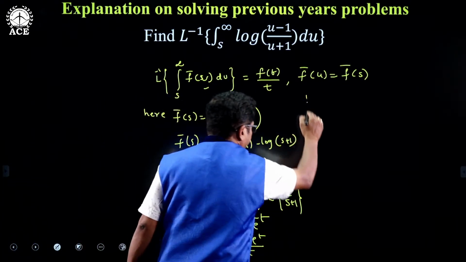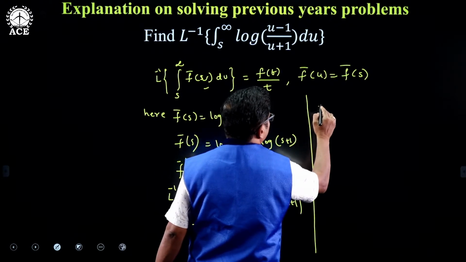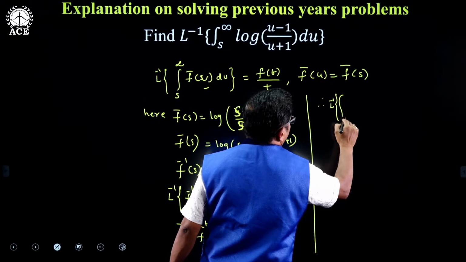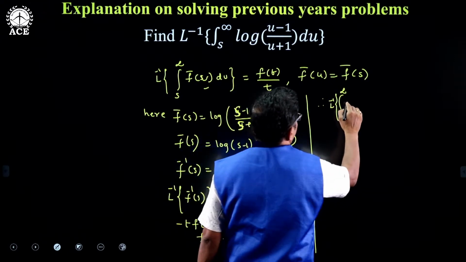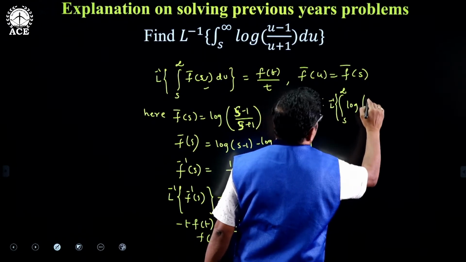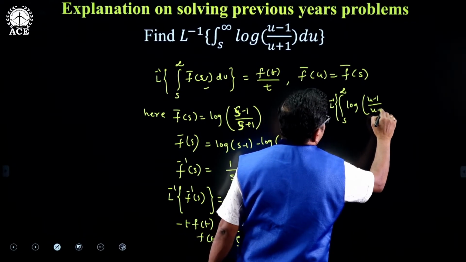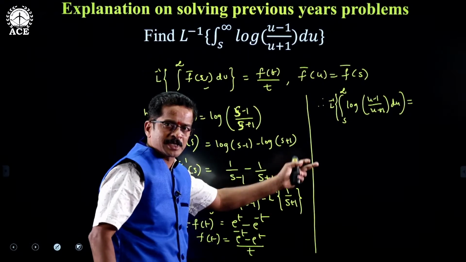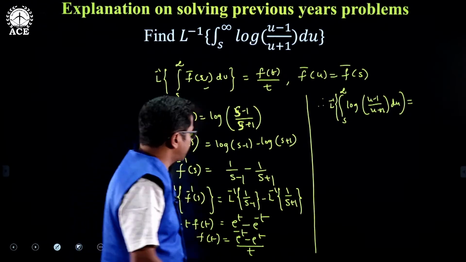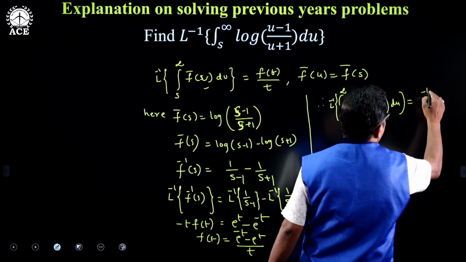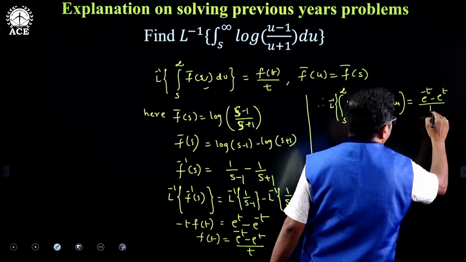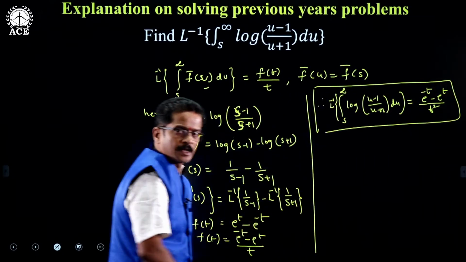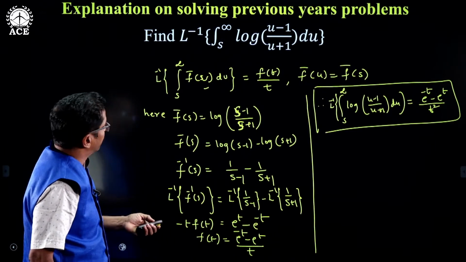So therefore, L inverse of the integration over s to infinity of log of u minus 1 by u plus 1 du equals f of t by t, by the inverse Laplace transform of integrals. What is f of t here? E power minus t minus e power t by t, which means by t square you will get. That's all. Okay, like this you can do the problem.